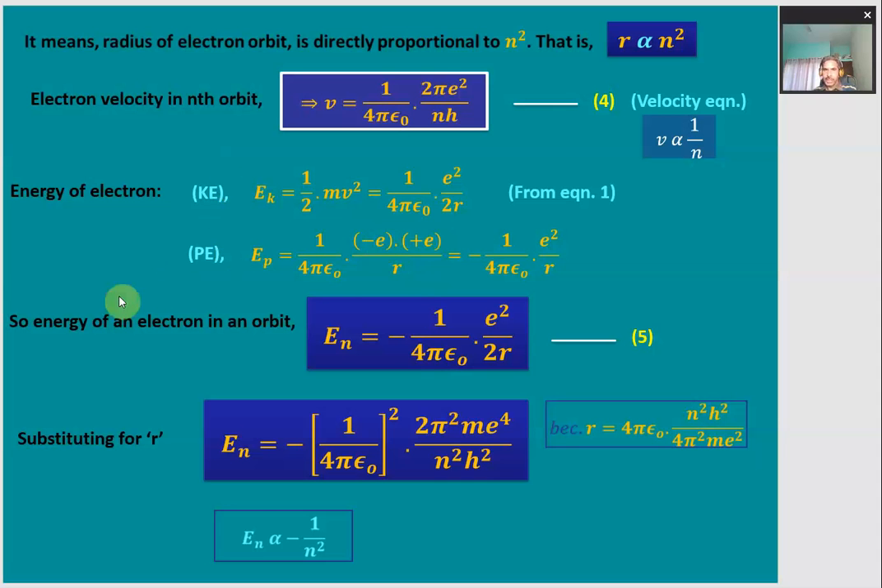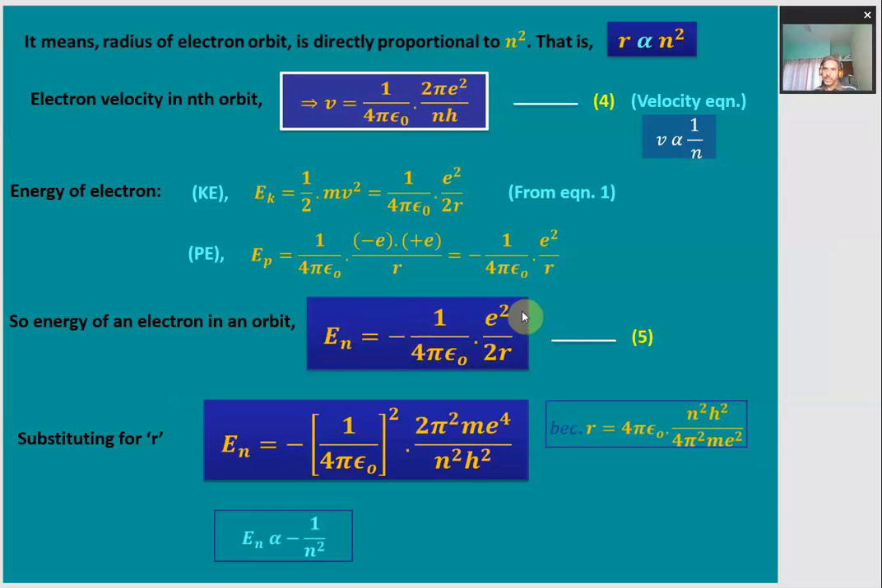So the total energy will be the sum of the two. We can write the total energy En as the sum of the kinetic energy and the potential energy. When we add these two and make some mathematical calculations, we get this expression for the total energy of the electron in any orbit having radius r: minus 1 upon 4 pi epsilon naught into e square upon 2r. We have to remember this expression in general.